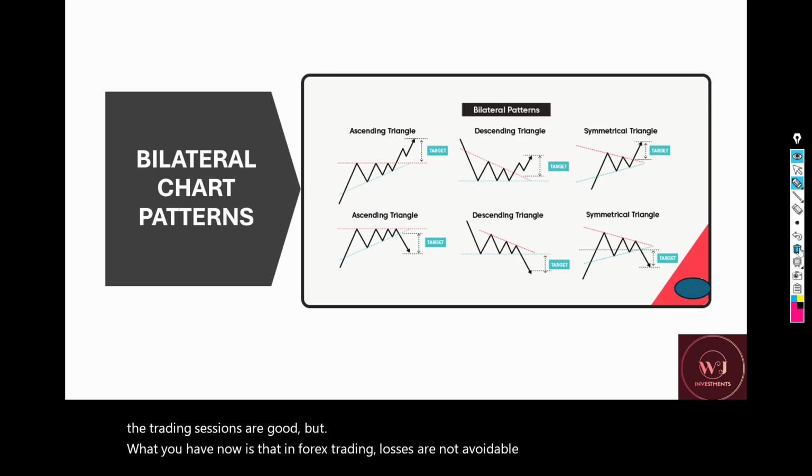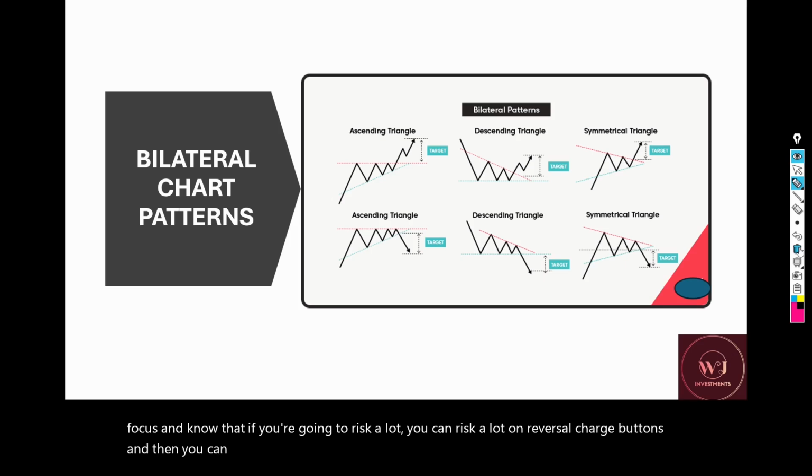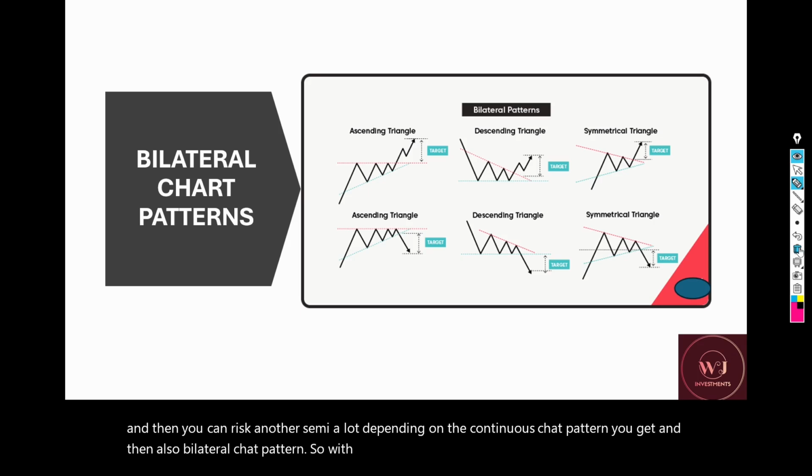So that is it. You have to focus and know that if you're going to risk a lot, you can risk a lot on reversal chart patterns. Then you can risk somewhat less, depending on the continuation chart pattern you get, and then also on bilateral chart patterns. So with experience, we'll also get to know that when these chart patterns happen on the current pair, they give us a higher win rate.